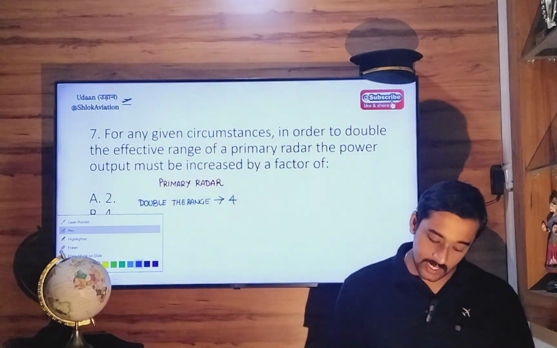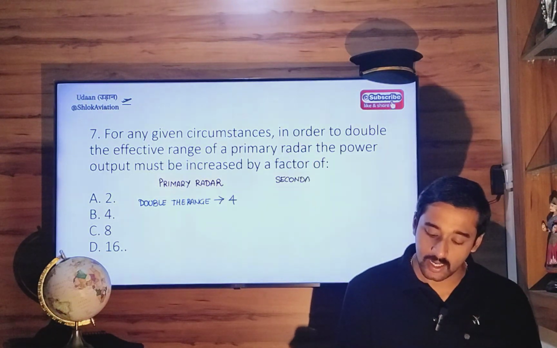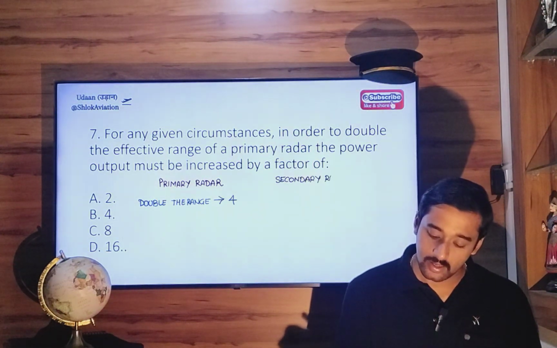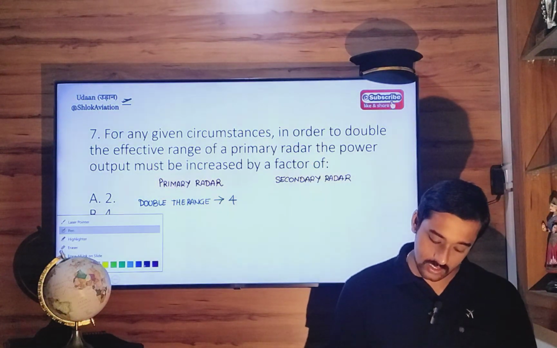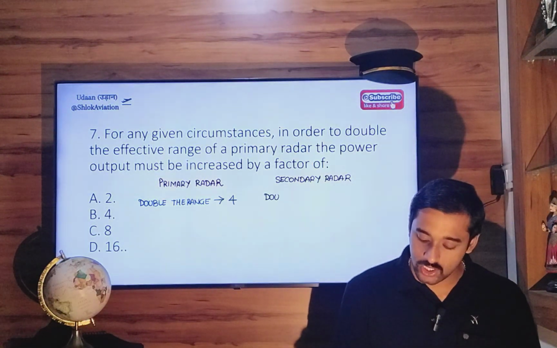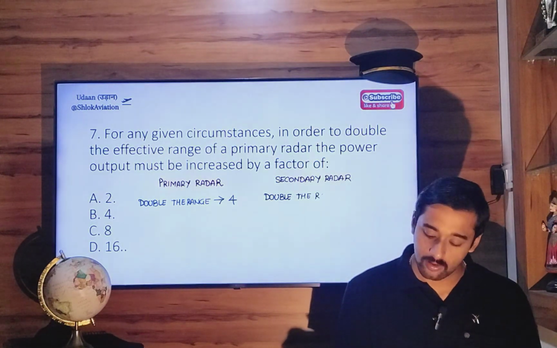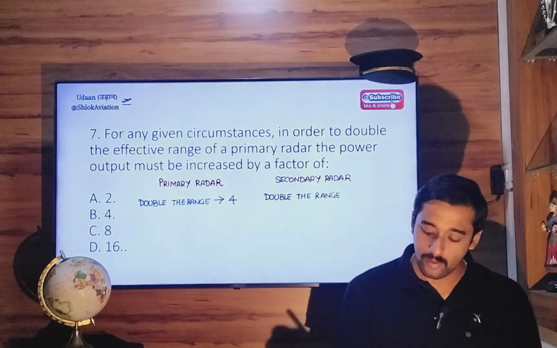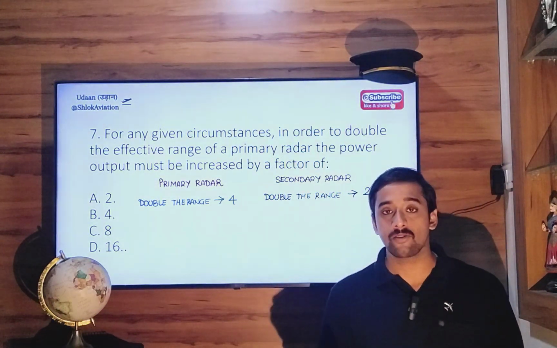In case of secondary radar, one advantage of secondary radar is this, that if you want to increase the range by twice, if you want to double the range, you will have to increase the power of your transmitter by a value of 2, just 2. But in case of primary radar, it will be 4.